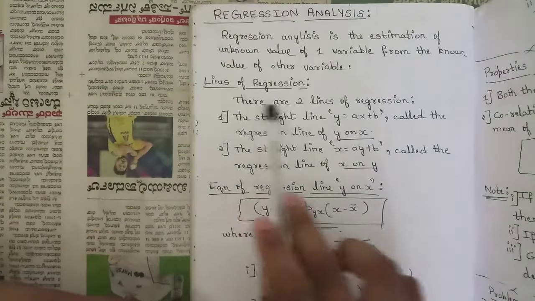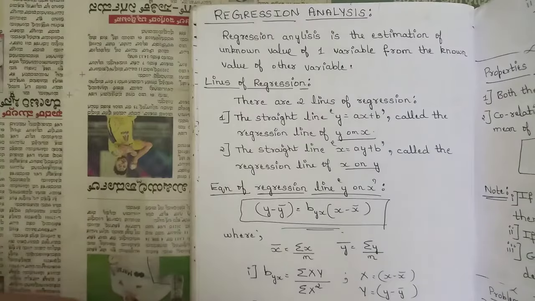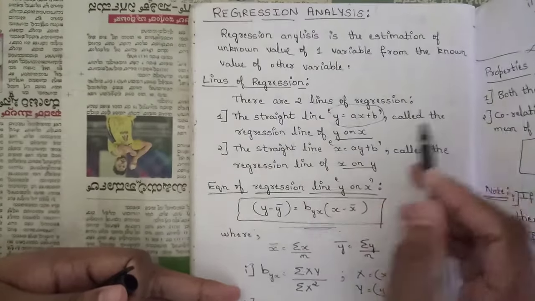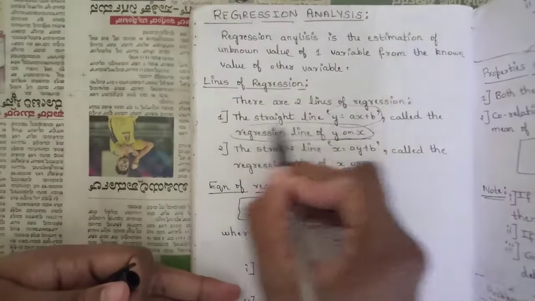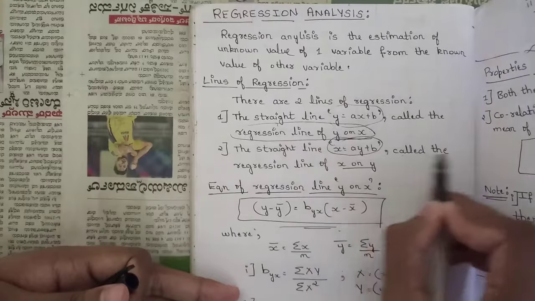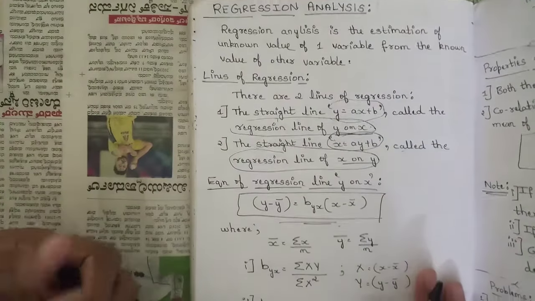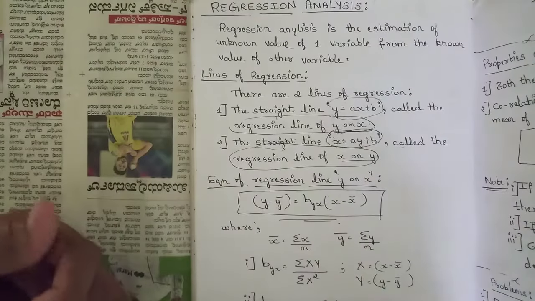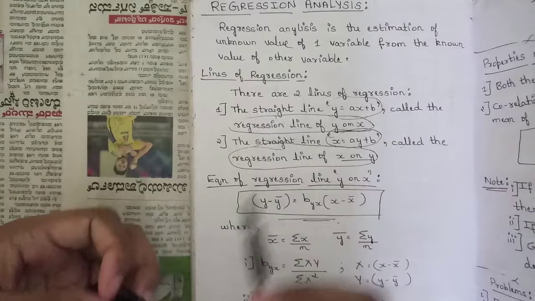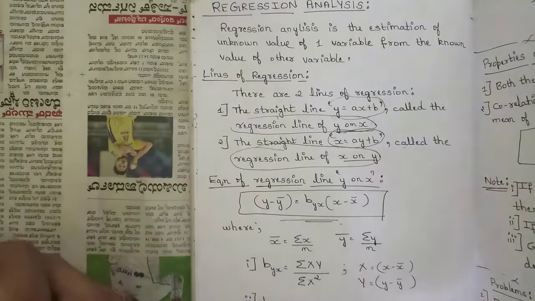We have two lines of regression. The given lines of regression are y is equal to ax plus b, which we can call the regression line of y on x, and the other line is x is equal to ay plus b, which we can call the regression line of x on y. Our goal here is to find these two regression lines.